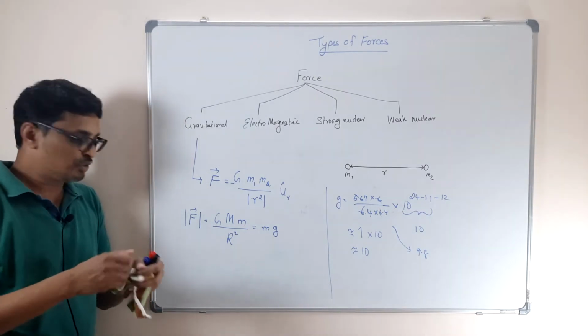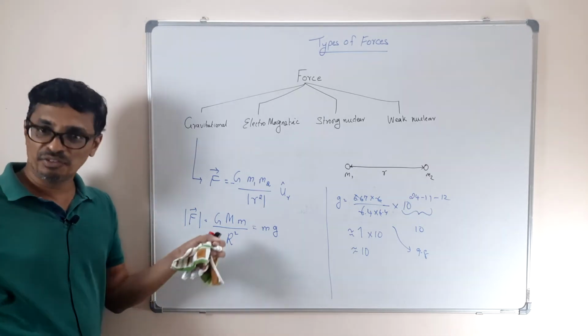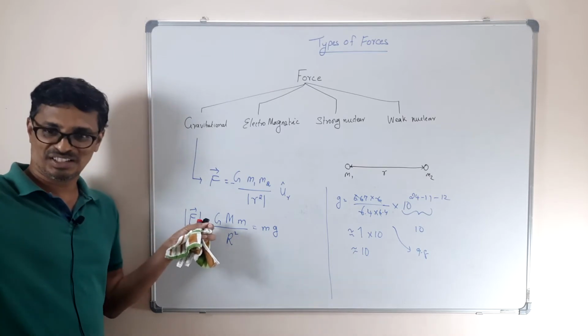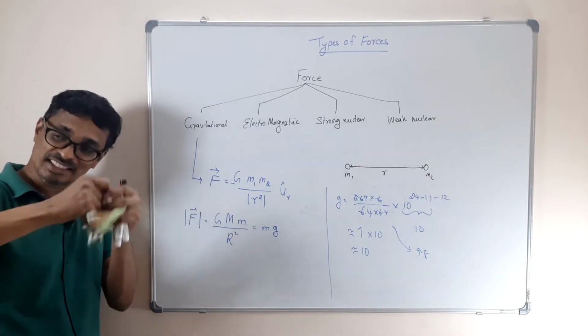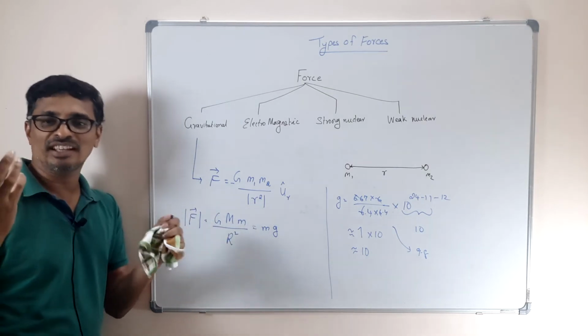Okay, for the force to become 0, R has to become infinity. So it is an infinite force. The gravitational force remains at far distance also. It just becomes very weak.